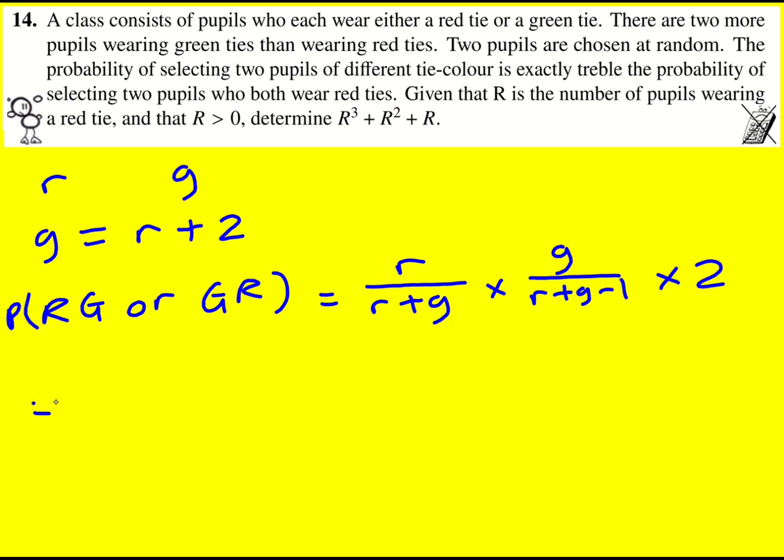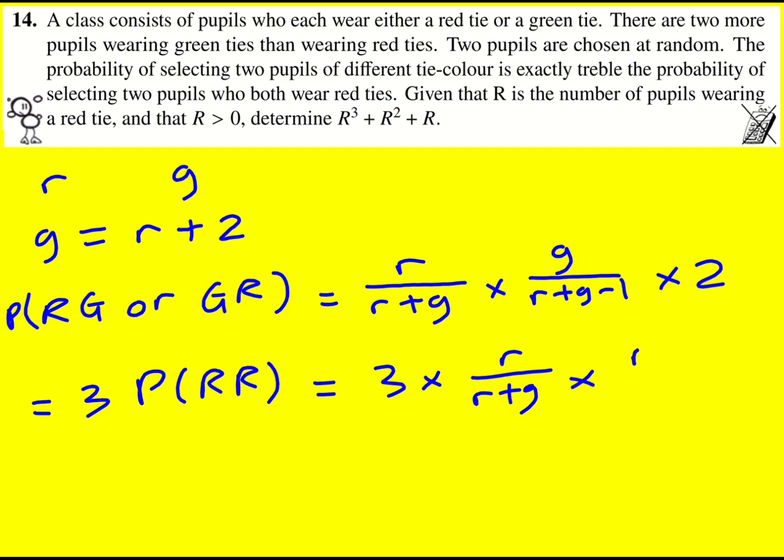And this is equal to 3 times the probability of them both wearing red ties. So red, red, which is going to be 3 times R over R plus G as before. But now there's one less person with a red tie the second time around. And then it's going to be R plus G minus 1 again. So I've got myself an equation. And of course, there's not two different ways of doing it. There's only one way of getting red, red.